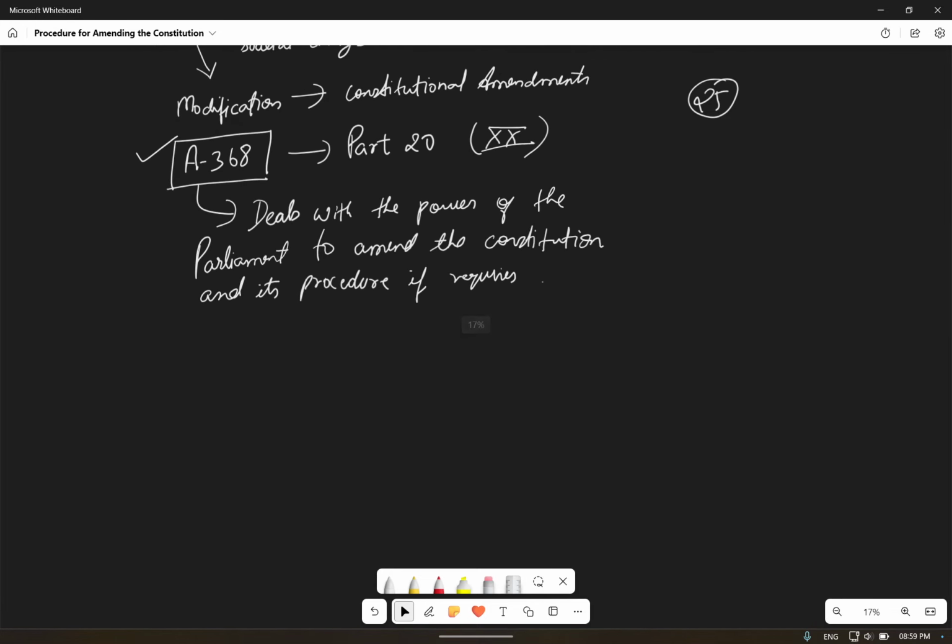Earlier it was happening, and to tackle this thing, in 1973 the Kesavananda Bharati case happened.